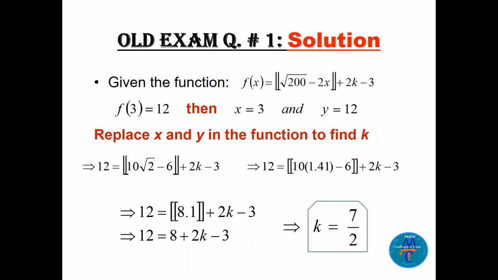10 square root of 2 is square root of 200. We know square root of 2 is just 1.41, times 10, so 14 minus 6 is 8.1. The greatest integer here is 8. Okay, so 2k, 8 minus 3 is 5. On the other side, 7 over 2k.